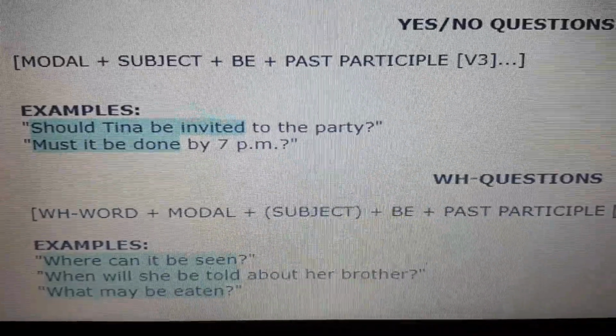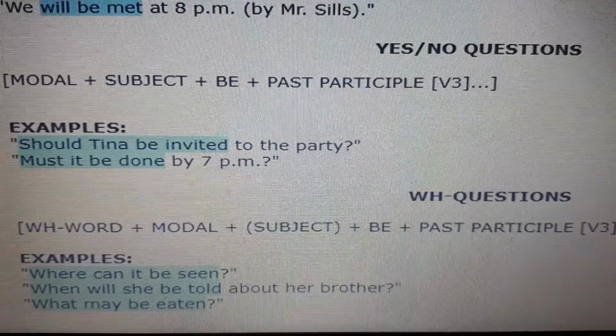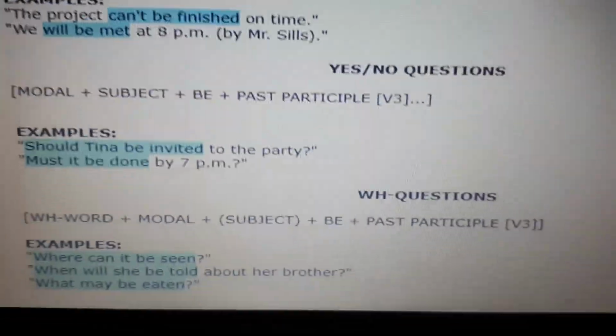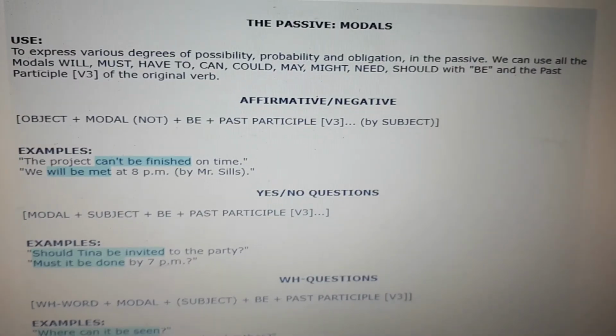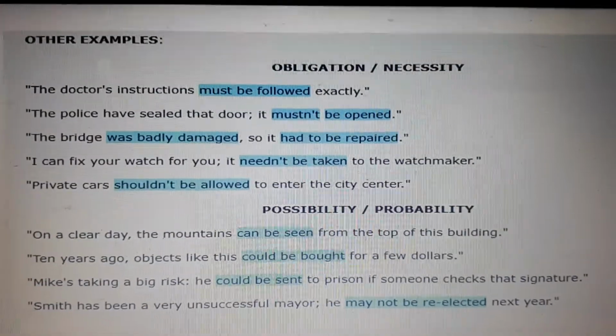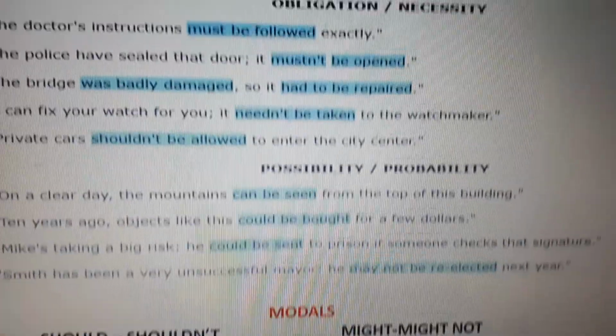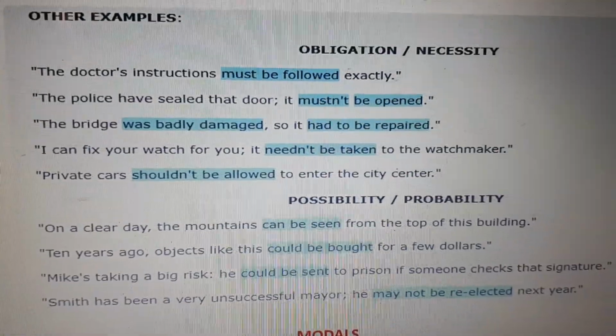So to make a question, first is the auxiliary. And if we have a WH question, it goes first. Okay? So this information you already have on the platform. Okay? Then we have more examples, okay? It says obligation or necessary, okay?